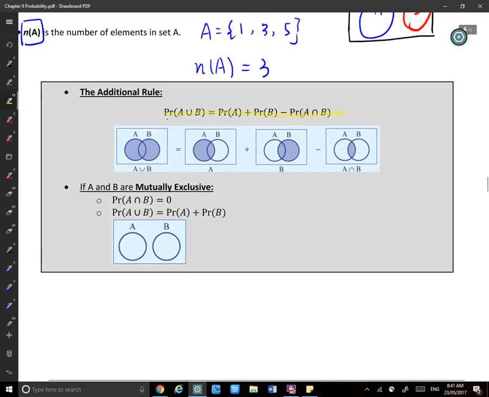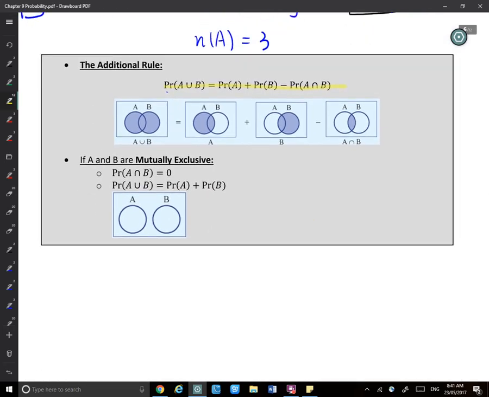A union B equals probability A plus probability B, subtract probability A intersects B. But if A and B are mutually exclusive, A intersects B will be 0. It's an empty set, so the probability of getting the intersection is 0. Nothing in it, the number of the intersection equals 0.